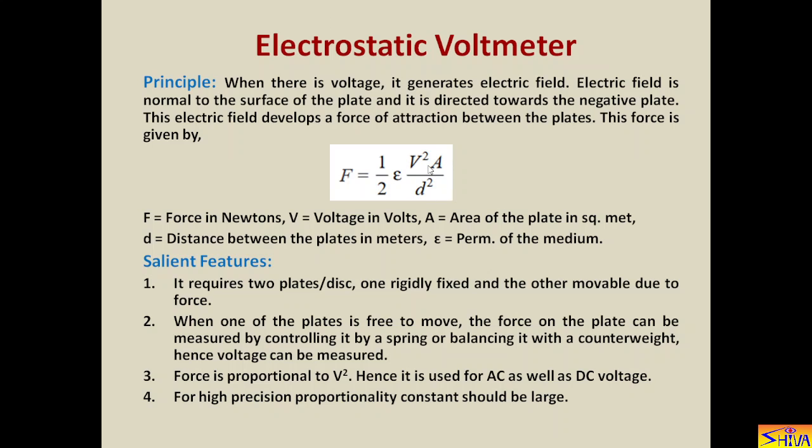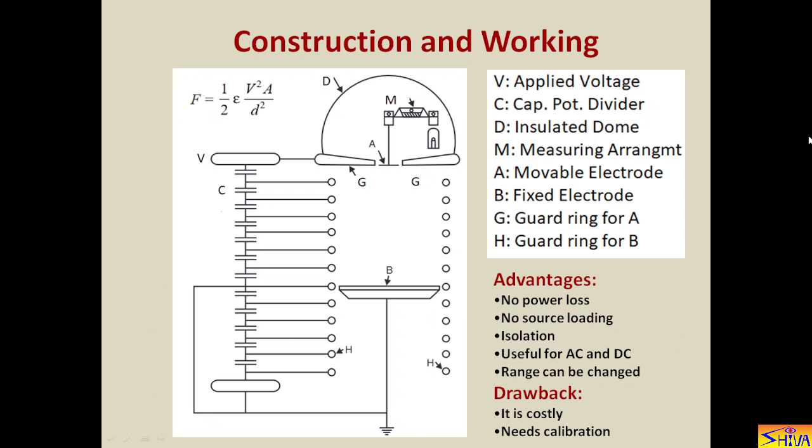So area of the plates should be large, D should be small, and epsilon, which is epsilon r multiplied by epsilon 0, should be large. This can be made large if we are using medium other than air, so that we can have high relative permittivity. Now let us see the construction and working. So we have to generate this equation. This is the equation for measurement of voltage.